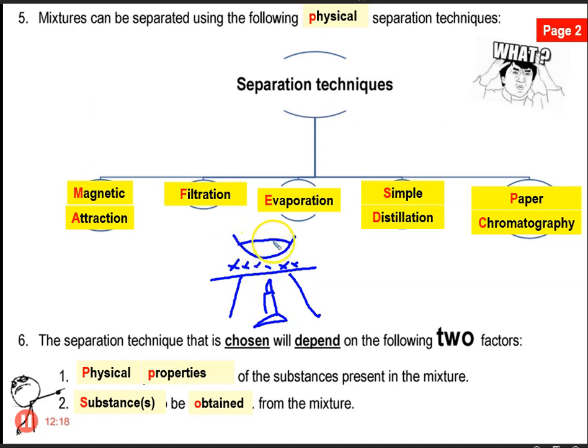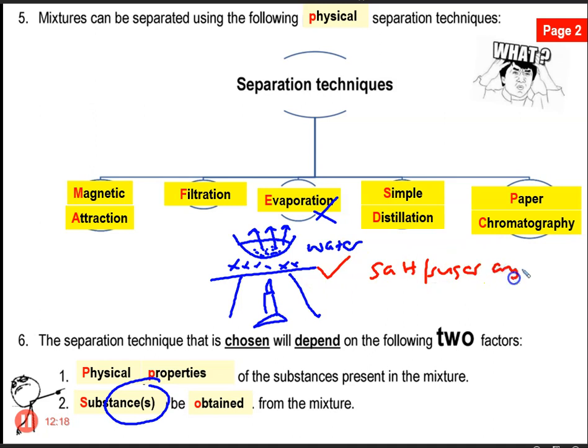So when you evaporate, what will happen is that all the water will turn into water vapor and evaporate. Only the sugar or the salt crystals will be left behind. So if, let's say, the substance that you want to obtain from the mixture is basically water, then you will not choose evaporation. But if you want to obtain, let's say, salt or sugar, then you may want to choose evaporation, because evaporation will allow the water to be removed, leaving behind only the salt and the sugar crystals.